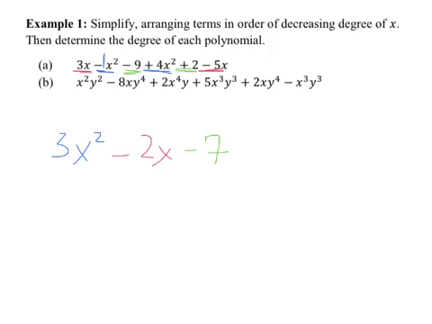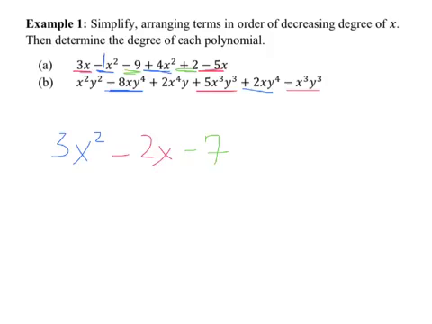Now for part B, though, we need to keep in mind that we're looking at decreasing degree of x. Let's underline our like terms again. So here I see that I'm going to have negative 8xy to the fourth, 2xy to the fourth. Those are like. Then I've got 5x cubed y cubed, negative x cubed y cubed. And then the other two terms are not like terms.